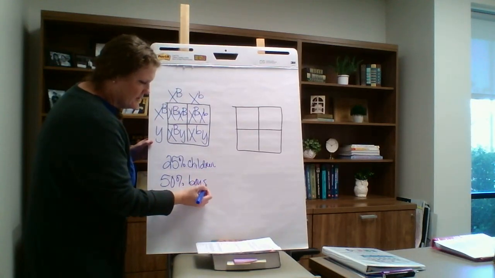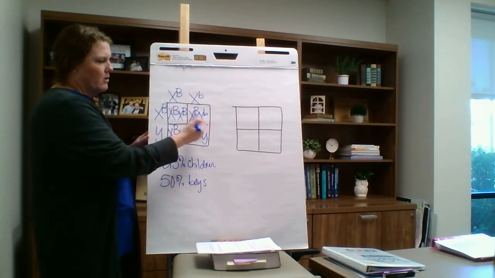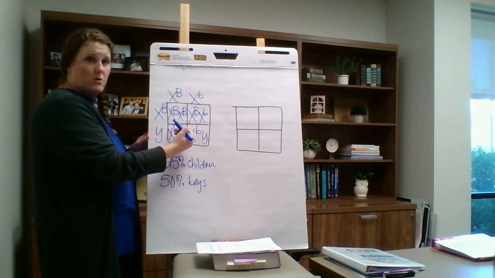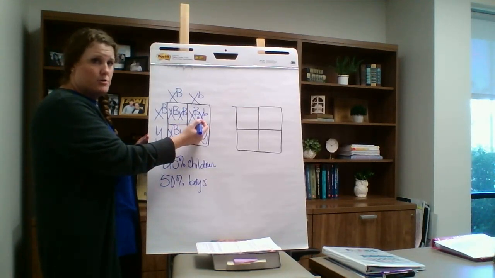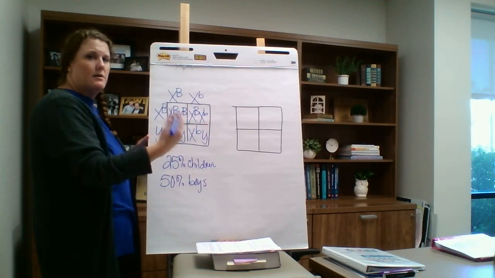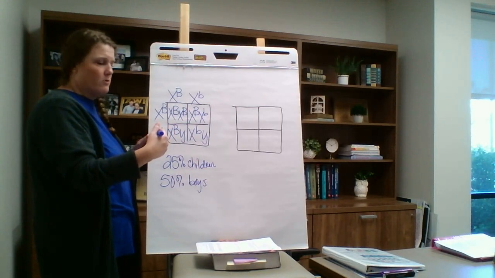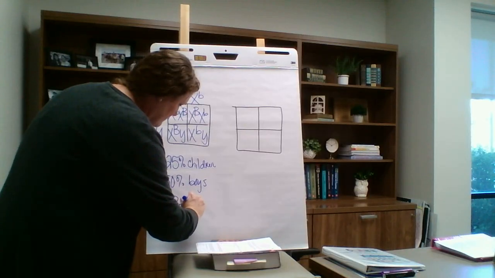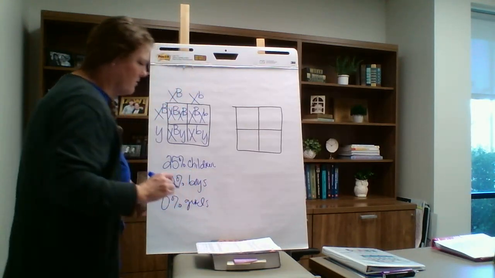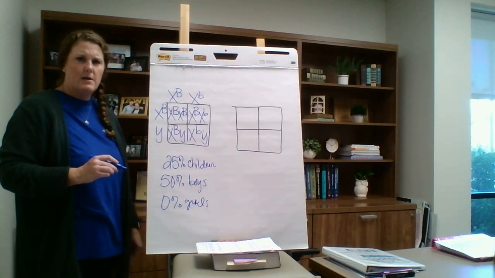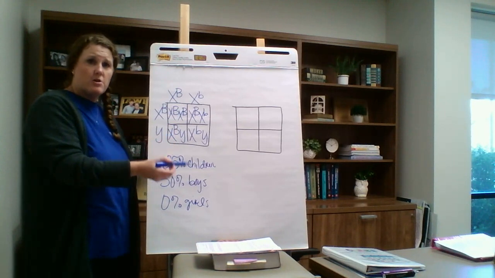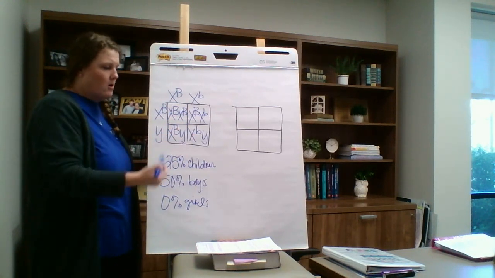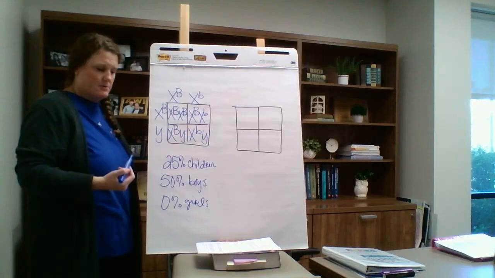And then the other question says, how many girls, or what percent of girls? Well, both of our girls have normal vision. Remember that carriers do not have the recessive trait, they just carry that allele, so they're going to have normal vision. So 0% of my girls are going to be colorblind. So you just need to pay attention to the question. Are they asking about children as a whole, or are they asking about males or females?